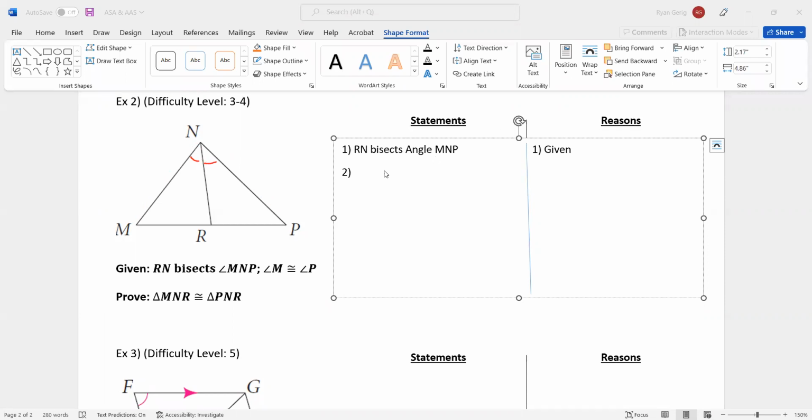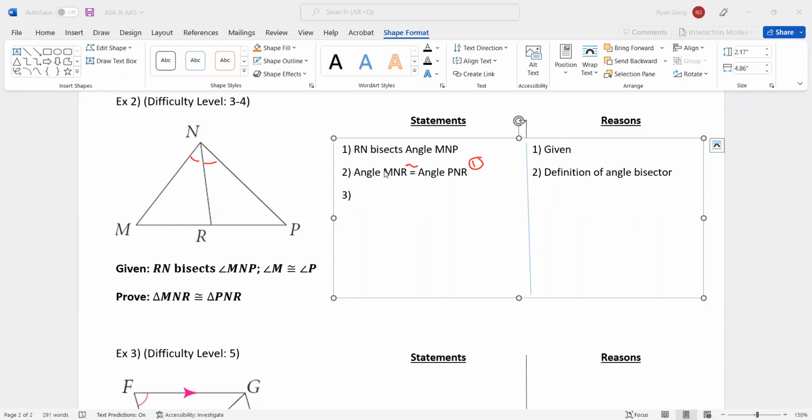So the meaning of bisect is what I'm going to use. So that's going to be my reason to say that angle MNR is congruent to angle PNR. I use the definition of, and technically it's angle bisector, but if you just put definition of bisect, I'd count it. So that's the first one. I got an angle congruent to another angle.